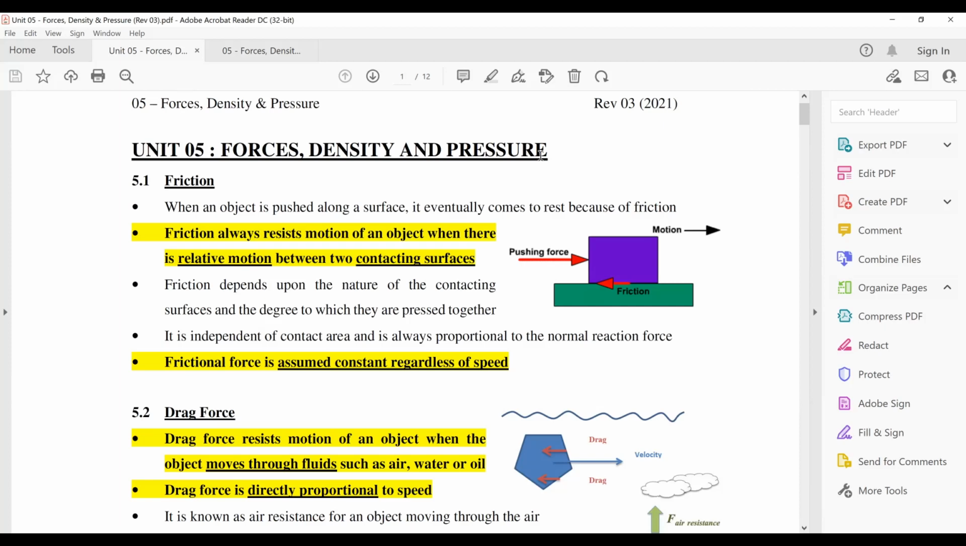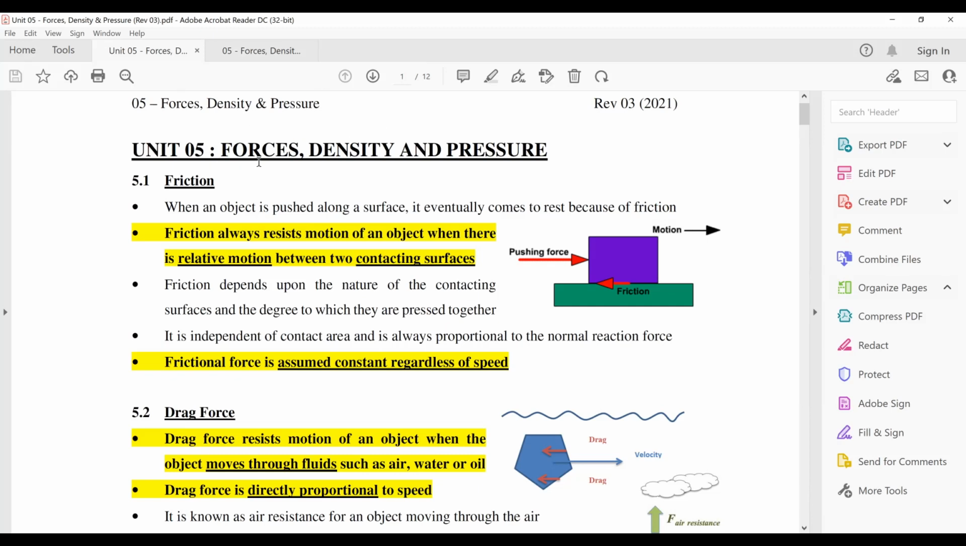If Chapter 3 kinematics was talking about motion without talking about the forces that cause the motion, dynamics was the study of motion, but specifically we focus on the forces that cause the motion. This new chapter, forces, density, and pressure, is more on the other effects of force, not just on motion. So this one is more focused on other types of forces.